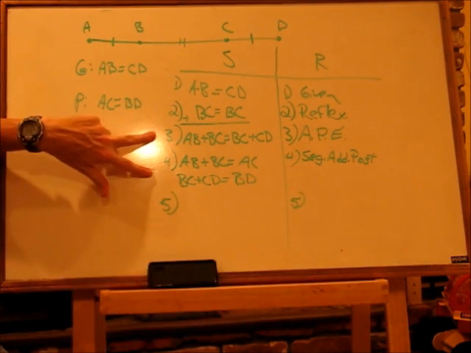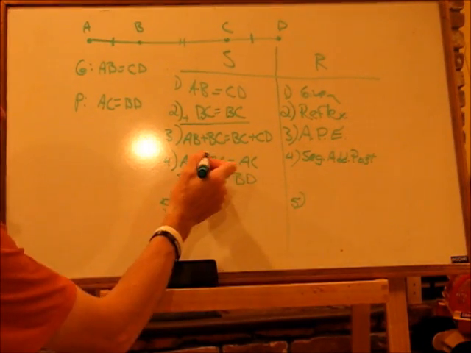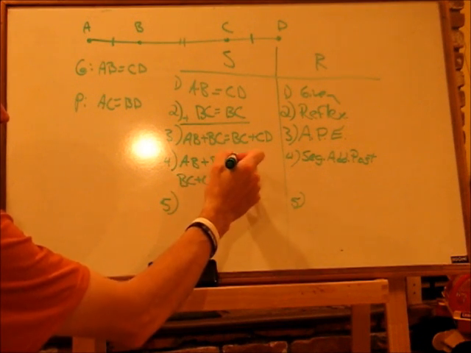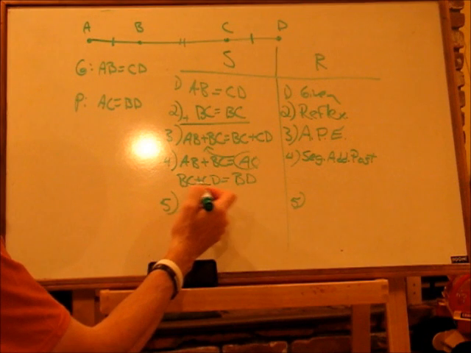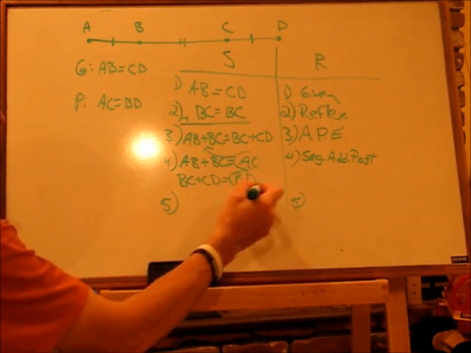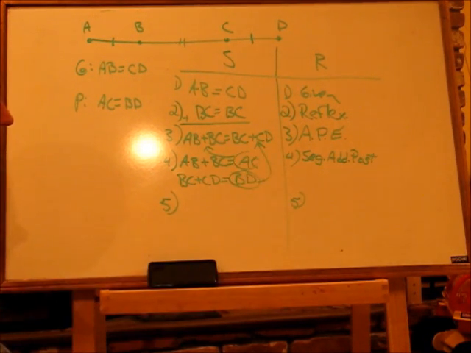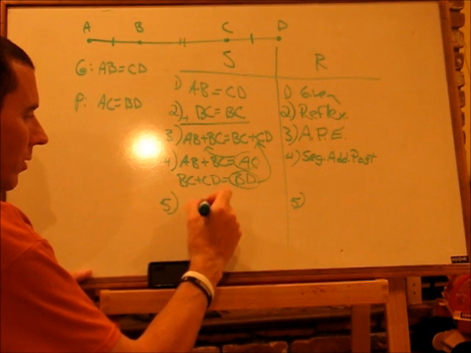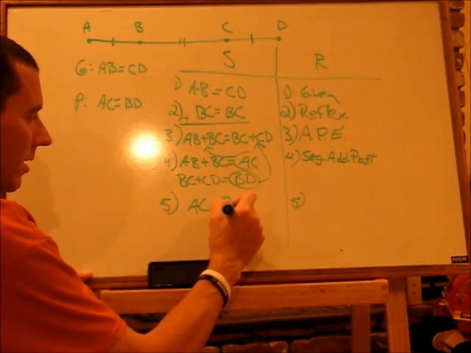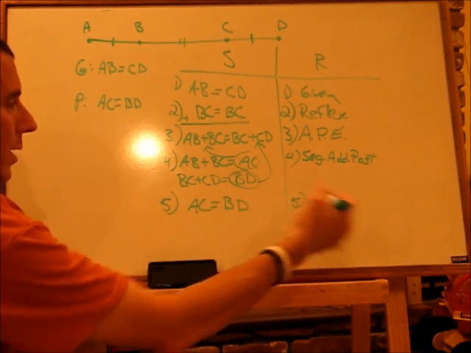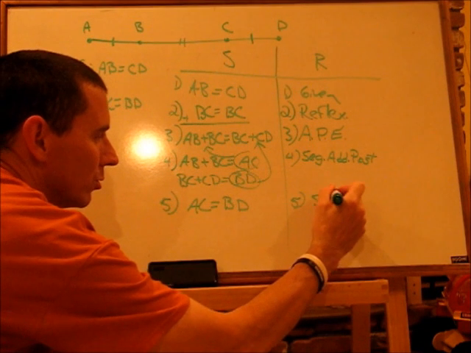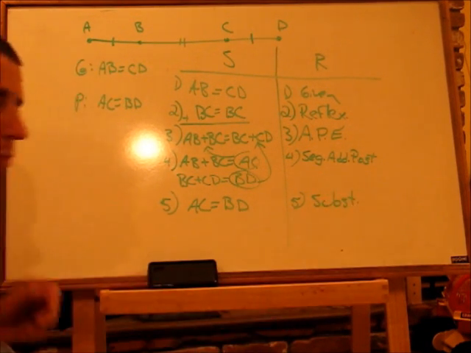What can I do with these two now? Wherever I see AB plus BC, I can substitute AC in its place. Wherever I see BC plus CD, I can substitute BD in its place. That's going to leave me with the length of segment AC equals the length of segment BD. Hard to believe, huh, Bev? I think he's almost ready for bed. But we just used the substitution property, and we're done.